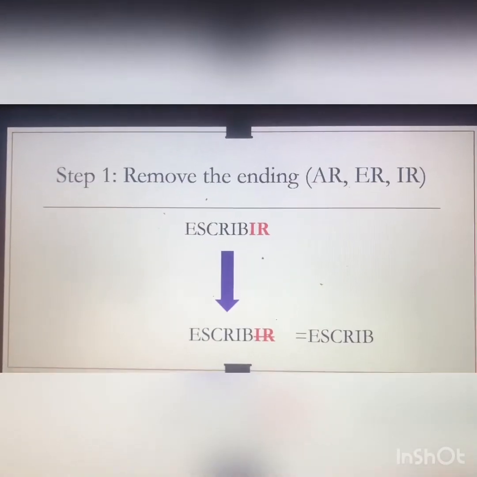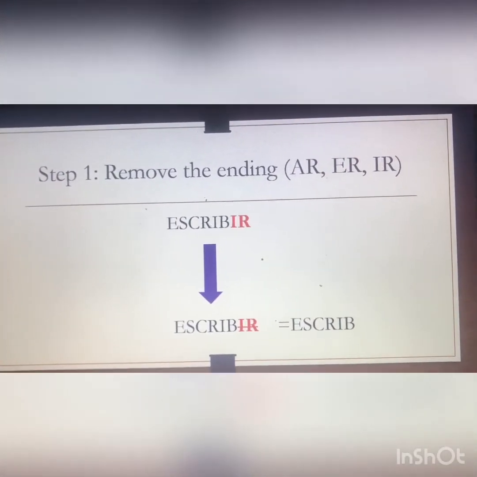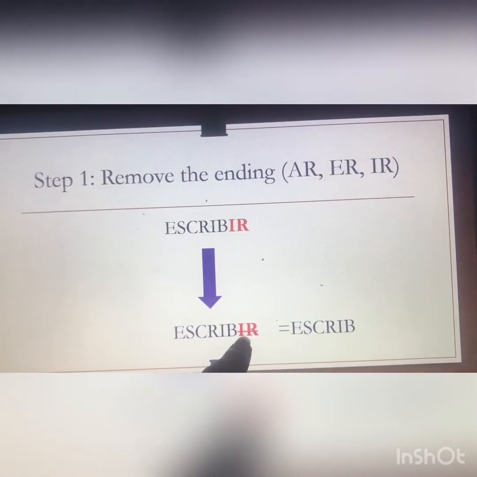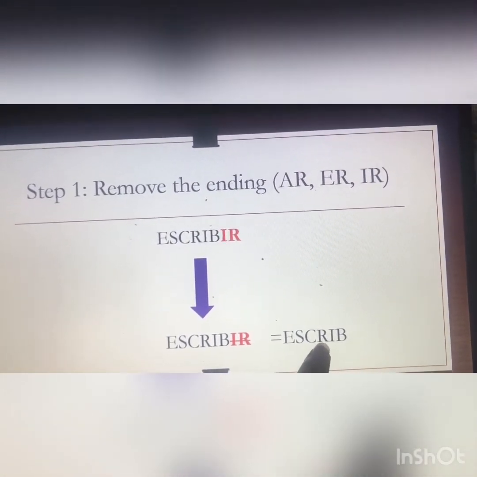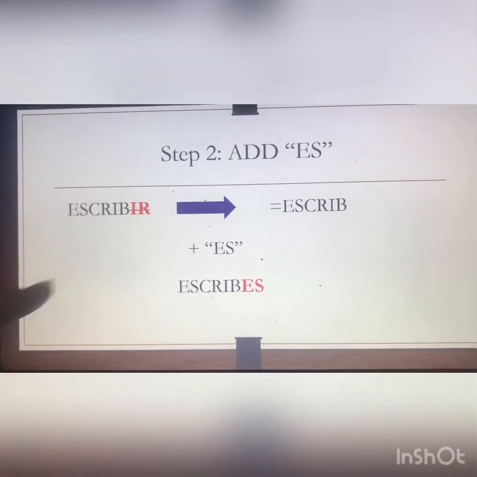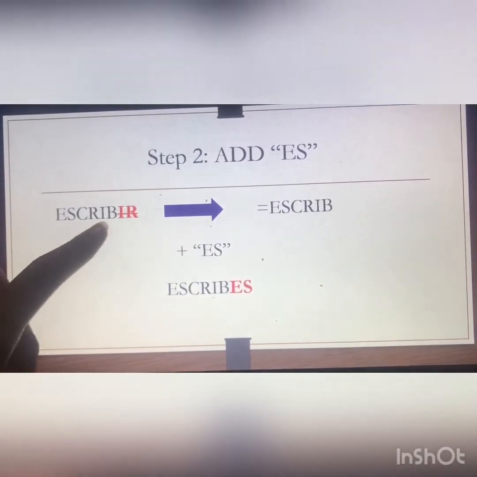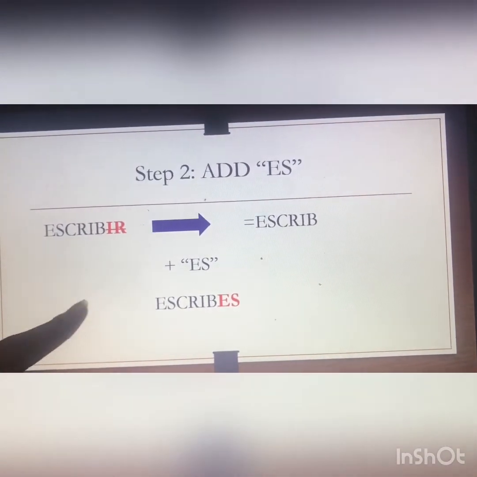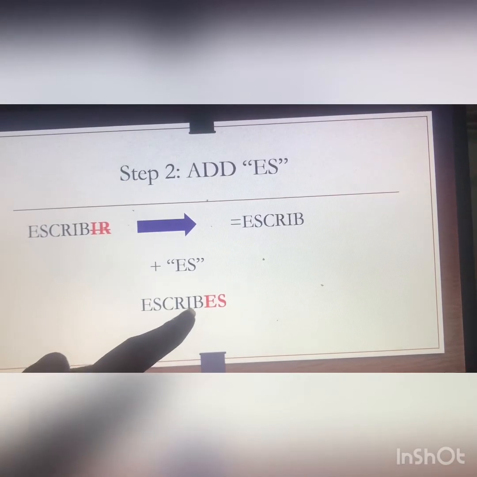So let's look now. So we have escribir. Step 1, remove the ending. So we're taking off the IR. We end up with escrib. Let's go to step 2. Step 2 says we should add an ES. So after we took off the IR, we're left with escrib. And then when we add the ES, we get escribes.